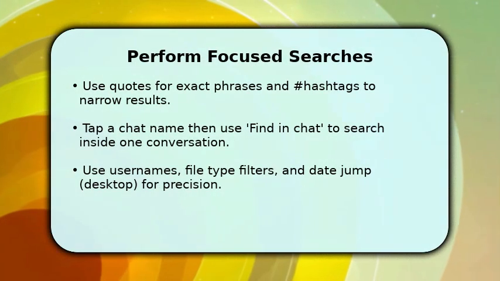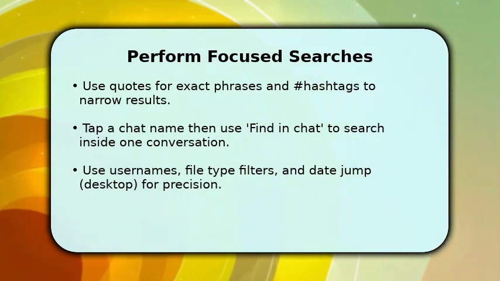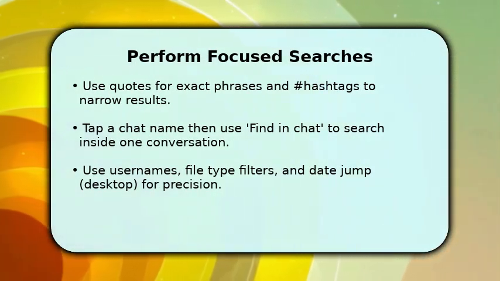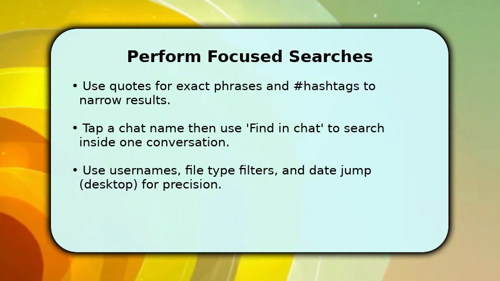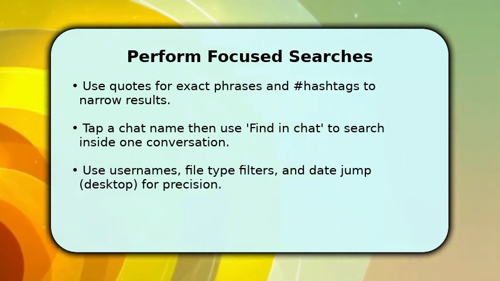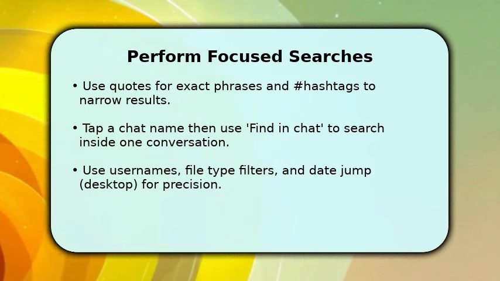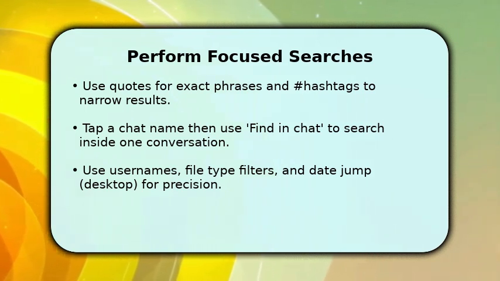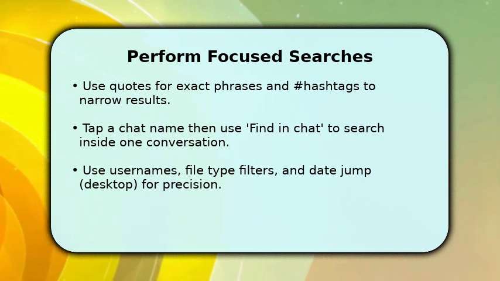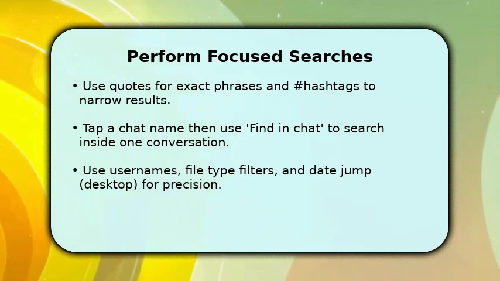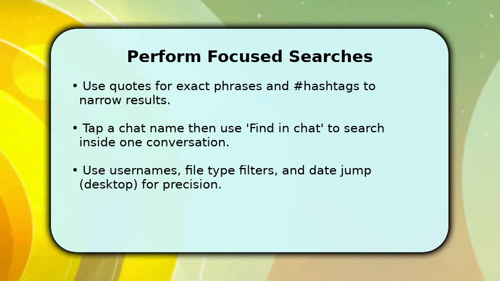Once you have the search field open, type keywords and use quotes for exact phrases to reduce noise. Make sure to try a hashtag or username to find posts and mentions quickly. These act like anchors. If results are too broad, tap a specific chat, open its menu and choose Find in Chat to restrict results to that conversation.